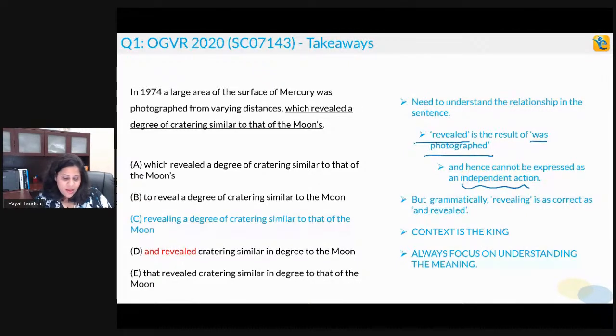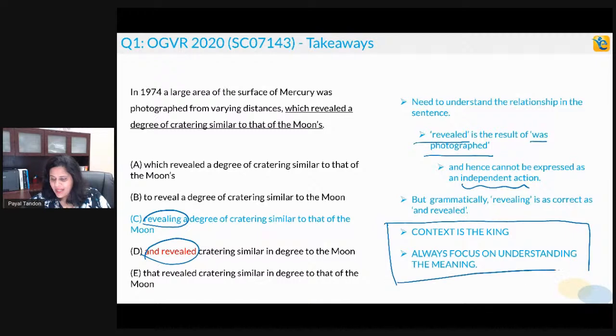Okay, so as such, grammatically, there was nothing wrong with this, right? You could utilize this as a grammatical construction, but over here, the correct intent was to express this as a related action as a result. And that's the reason why you always have to understand the context. You always have to focus on understanding the meaning of the sentence.